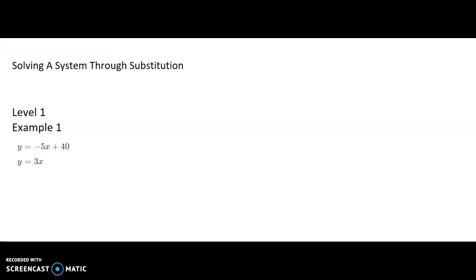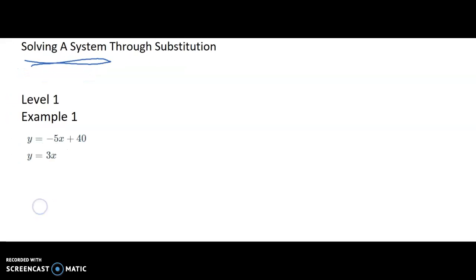So, solving a system, we've learned that a system is when we have two or more equations that are related. So for example, on example number 1, we have y equals negative 5x plus 40 and y equals 3x. One of the strategies that is very commonly used in mathematics is substitution.